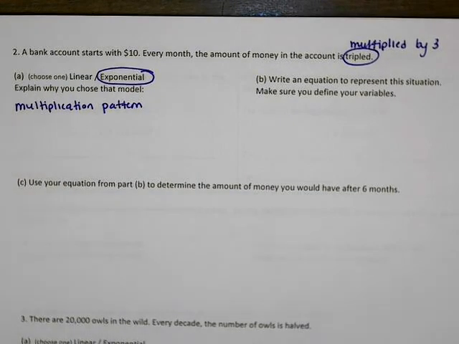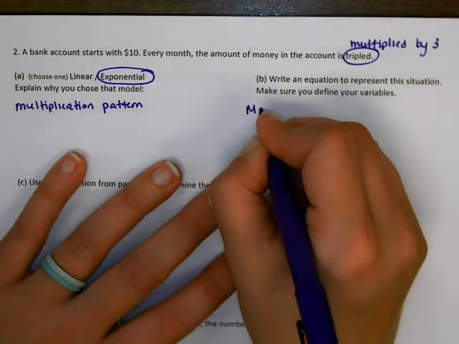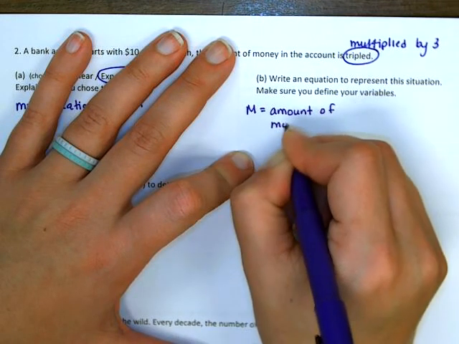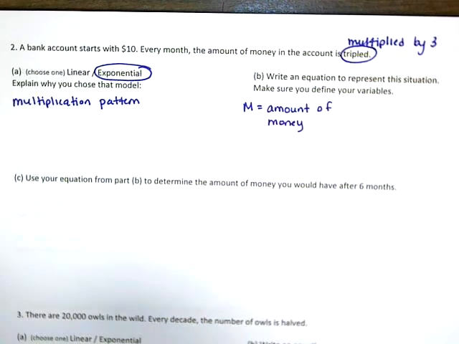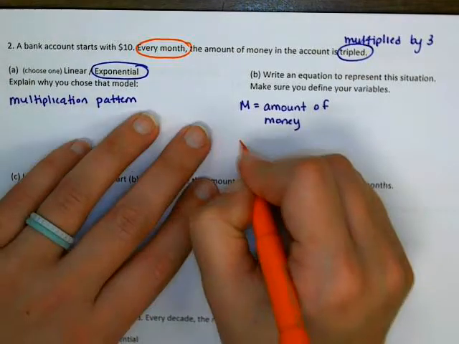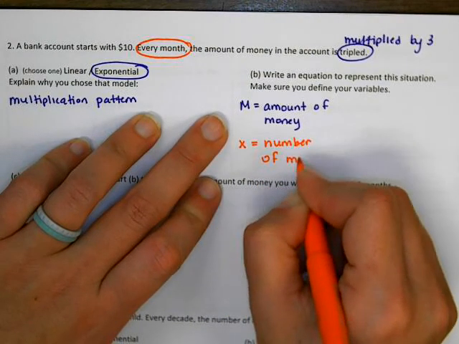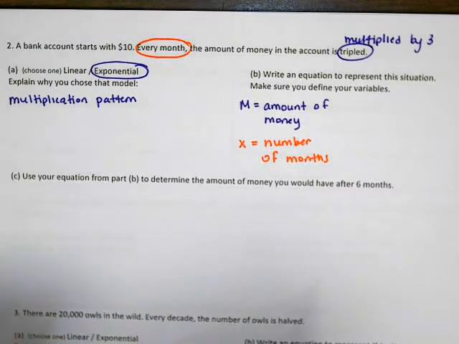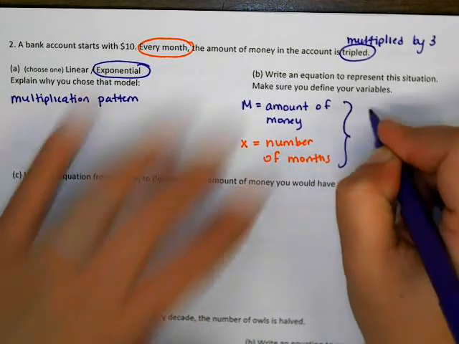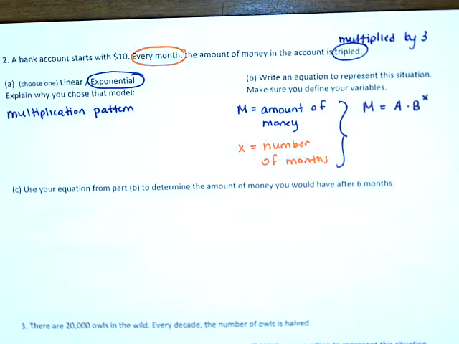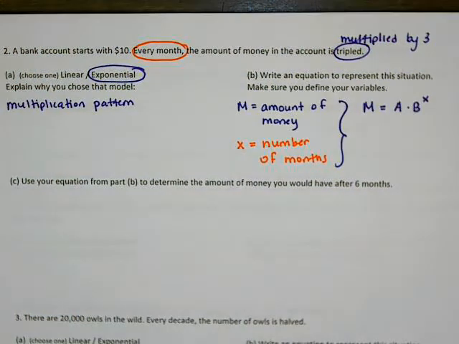Now I'm going to write an equation to model this situation and make sure to define my variables. Since I'm measuring the amount of money in an account, I'm going to let M be the amount of money that I have. Since that money is going to increase every month, I'm going to let x be the number of months. Now, because this is an exponential model, I would write M equals a times b to the x as my basic equation. And now I need to figure out my a and my b.